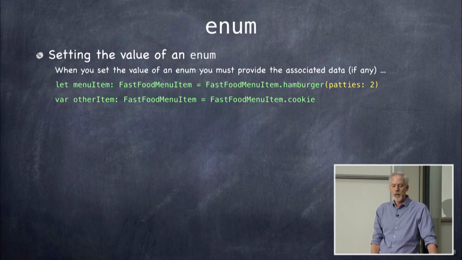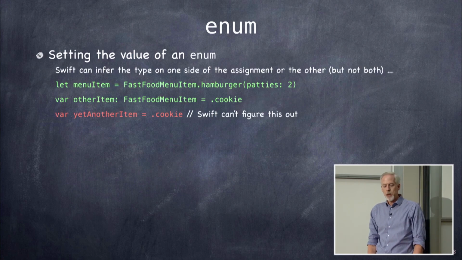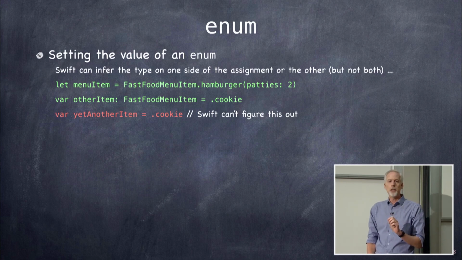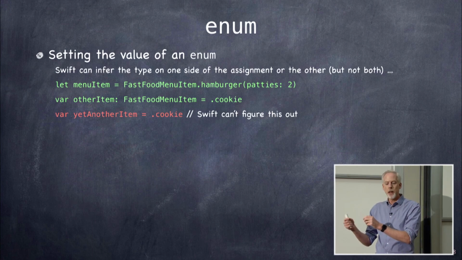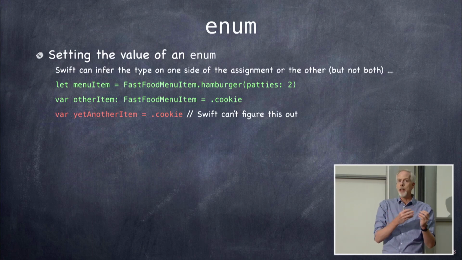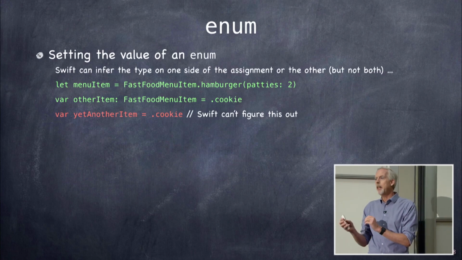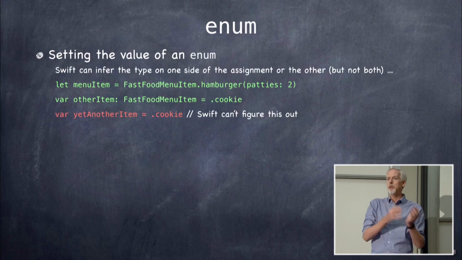Got that? All right, so when you're setting these values, of course you can use type inference, but only on one side of that equals. So you could say menu item equals fast food menu item dot hamburger, which is what was on the previous slide. Or you could say other item of type fast food menu item equals dot cookie. You see, I've just basically moved the type to the other side.